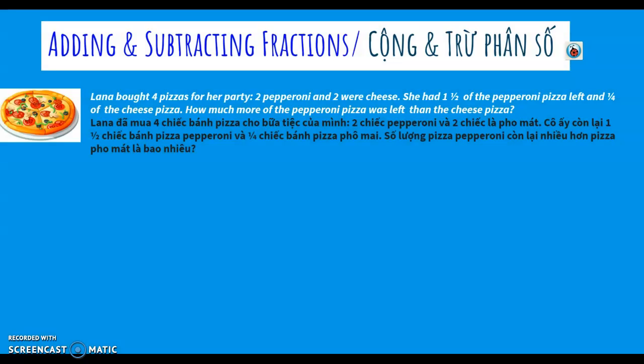So let's think about this. She had 4 pizzas, 2 pepperoni, 2 cheese. They had some pizza, and then she was left with 1 1/2 pepperoni pizzas and 1/4 of a cheese pizza. Now they are wanting to compare and see the difference between how much cheese pizza was left and how much pepperoni pizza was left. They want to see how much more. So that makes me think we're probably going to be subtracting. And it says the pepperoni pizza was more, so I know I'm going to subtract 1 1/2 minus 1/4.